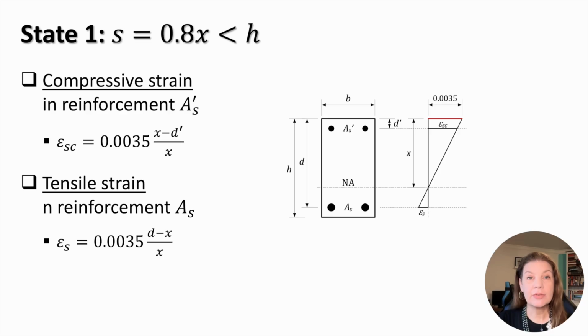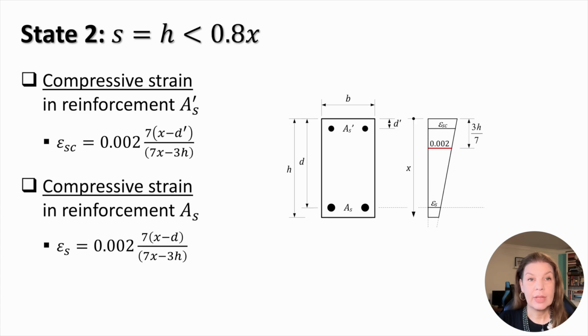In state 1, the compressive strain at the top of the reinforcement and the tensile strain in the bottom steel have the expressions given here. These were derived from the similarities of three triangles in the strain distribution in the reinforced concrete section. In state 2, the compressive strains in the top and bottom reinforcement have the expressions given here on this slide. These expressions were also derived from geometrical considerations of the strain distribution in the reinforced concrete section.